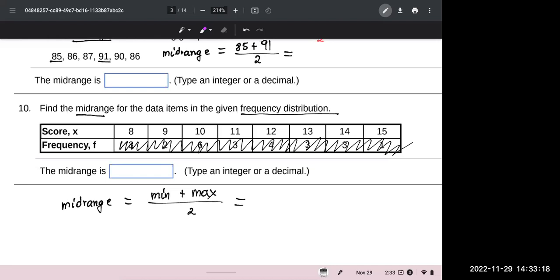So the smallest number is 8, plus the largest number, that's 15, and you will divide that by 2. And we end up with 23 divided by 2. So 11.5.